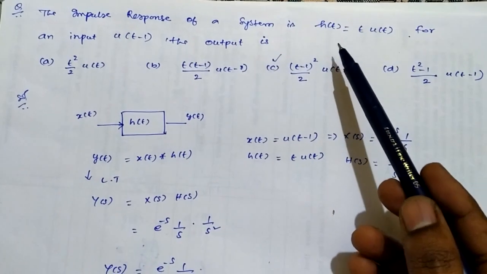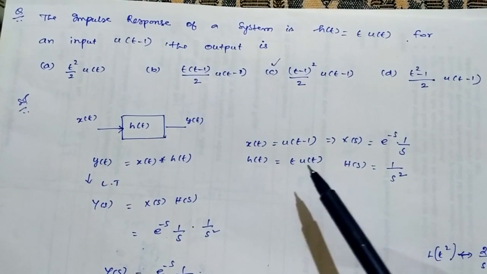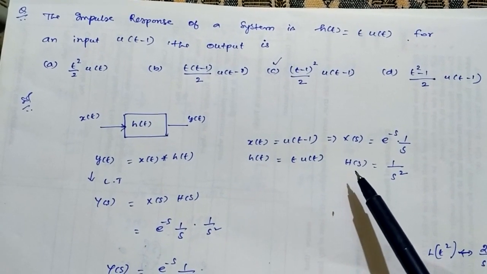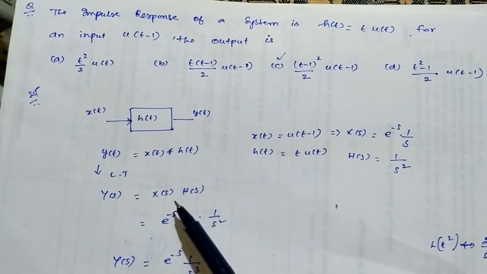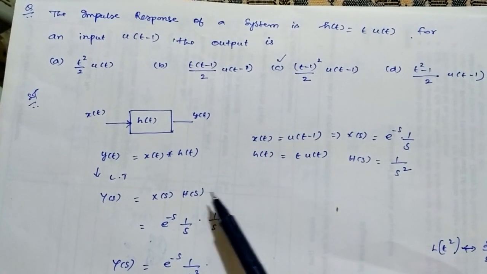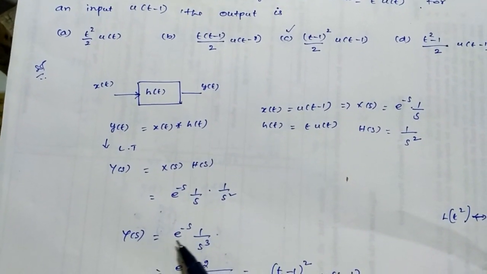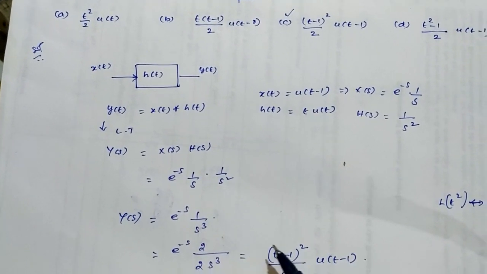Again, it is given that the impulse response h of t is t into u of t, so it is a ramp function. For ramp function, the Laplace transform is 1 by s square. So x of s is e power minus s into 1 by s. H of s is 1 by s square. So when we combine, y of s equals e power minus s by s cube.